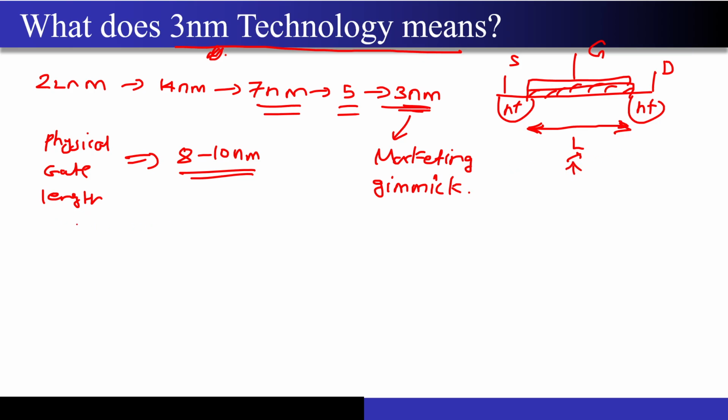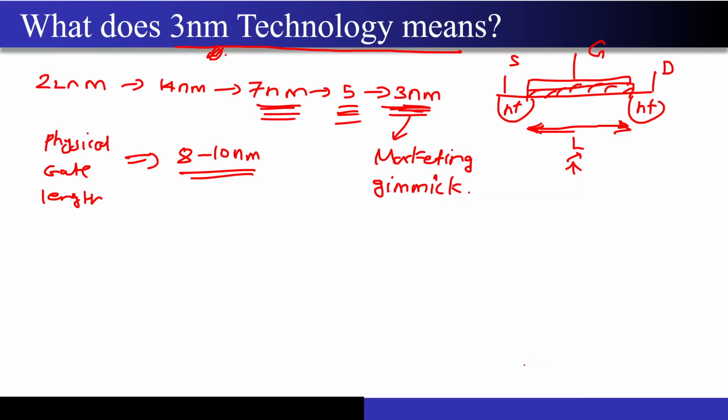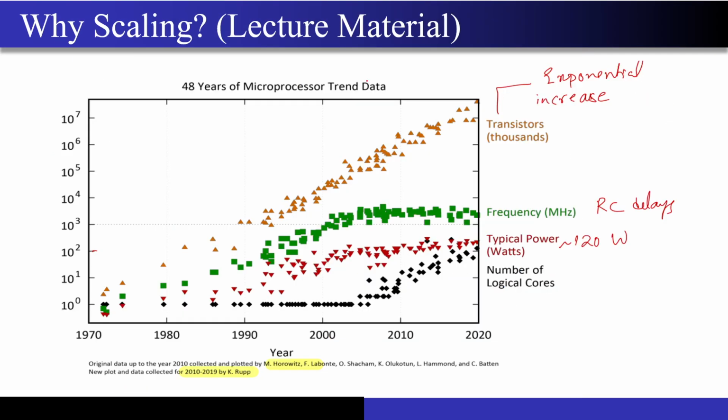Of course, there is some correlation. If you reduce from 7 nanometer to 5 nanometer to 3 nanometer, the physical gate length, as you are seeing in this table, will keep on reducing. But in comparison to the performance, it is a kind of marketing gimmick which just tells you that our current technology node is better than the previous technology node. Okay, so I hope that is very much clear.